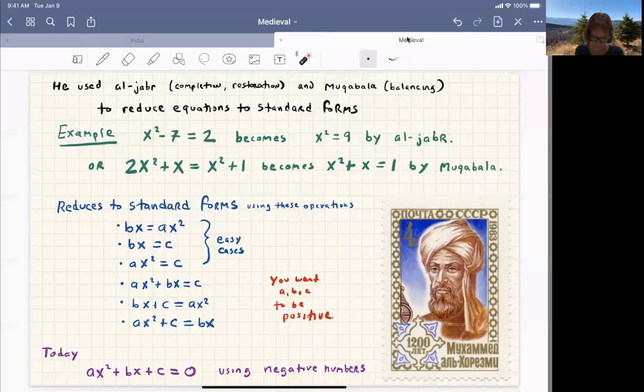So let's look at an example. So here's an equation, x squared minus 7 is equal to 2, becomes x squared equals 9 by algebra, completing. So we're completing the square. The square is missing a 7. So we complete it by adding the 7 that's missing to get x squared equals 9. Or 2x squared plus x is equal to x squared plus 1 becomes x squared plus x equals 1 by muqabala, balancing.